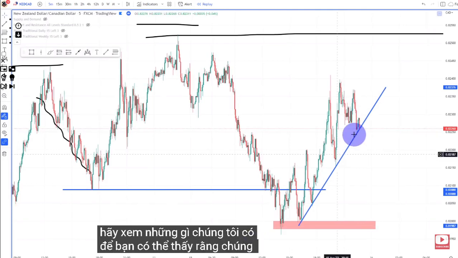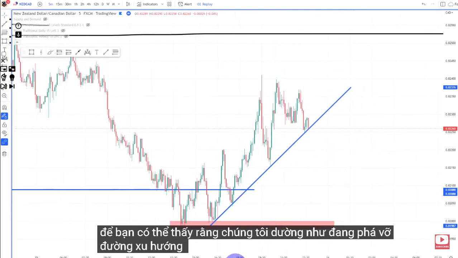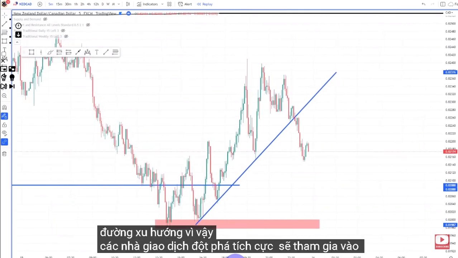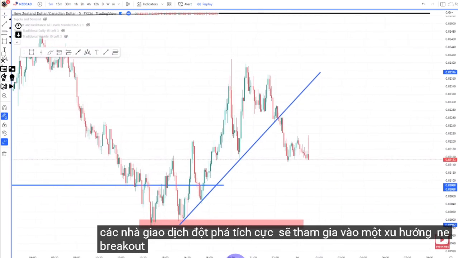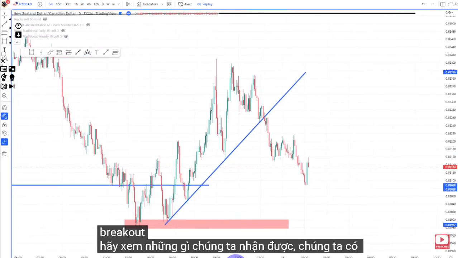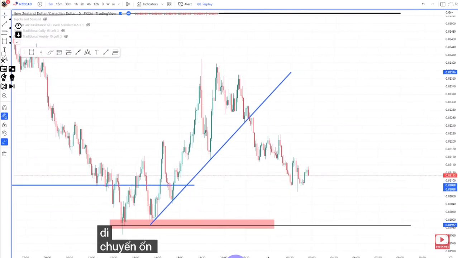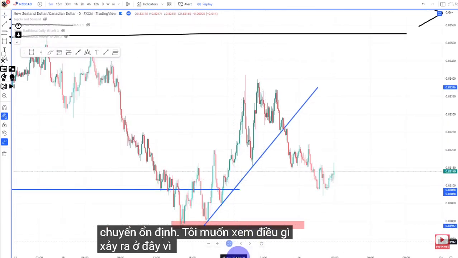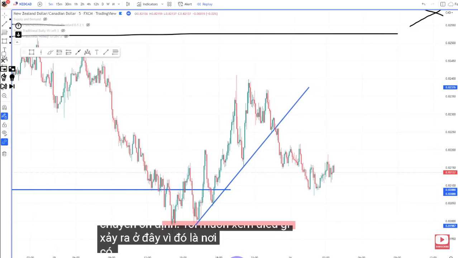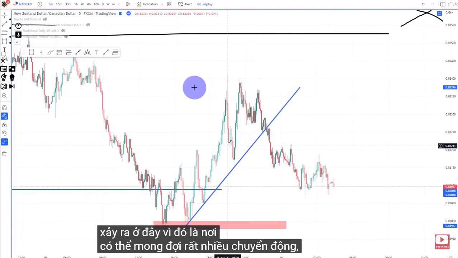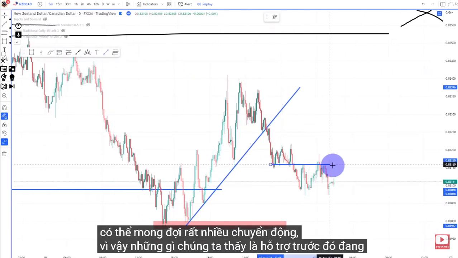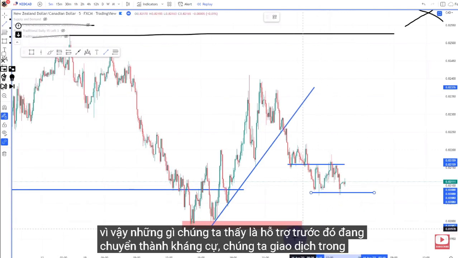So you can see we're seeming to break the trend line. So aggressive breakout traders would get in on a trend line breakout. Let's see what we get. We have our trend move. All right, I would like to see what happens here, because that's where we can probably expect a lot of movement. So what we see is previous support is turning into resistance. We trade in the box, right?